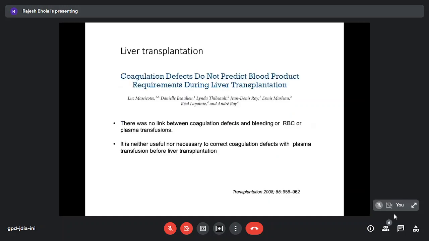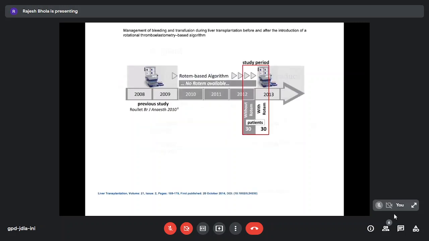So what you have understood is that coagulation defects do not predict blood product requirement during liver transplant. There is no link between coagulation defect and bleeding or RBC or plasma transfusion. It is neither useful nor necessary to correct the coagulation defect with plasma transfusion before a liver transplant. Then how do you manage bleeding and transfusion during liver transplant?